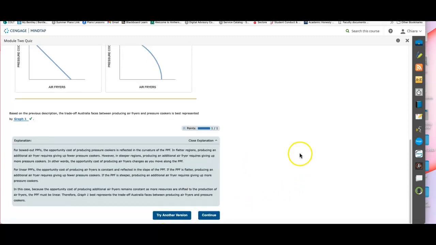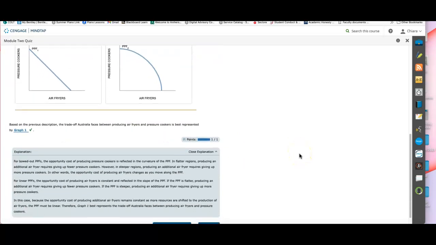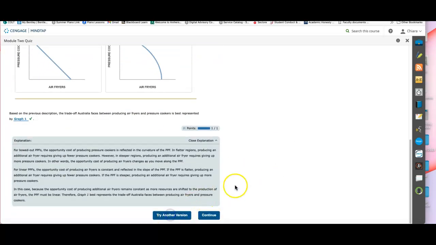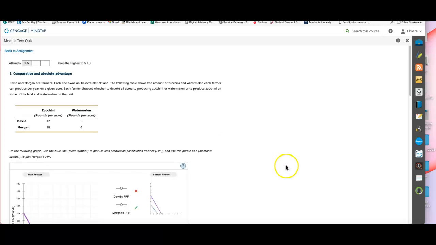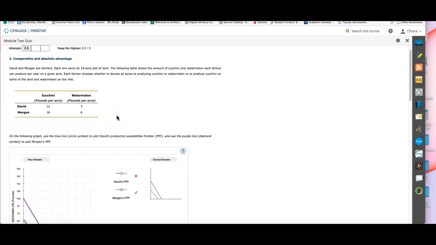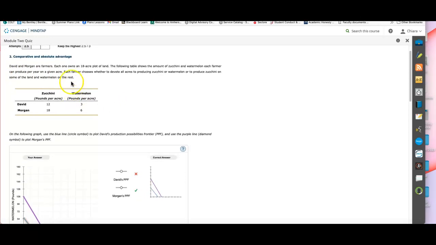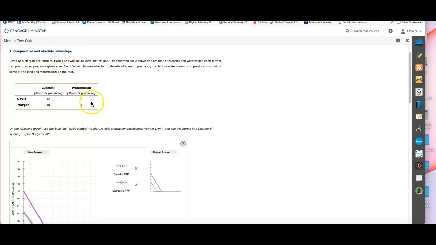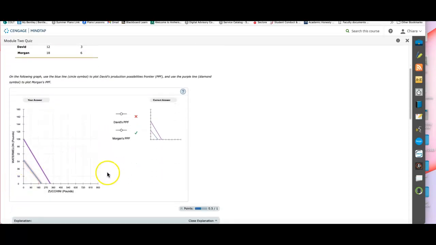And I cannot try another version on this one just to show you, because I think I've exhausted all my versions. So I can only continue to the next one. Now on this one, we have two farmers that own an 18 acre plot of land. And this is their graph.